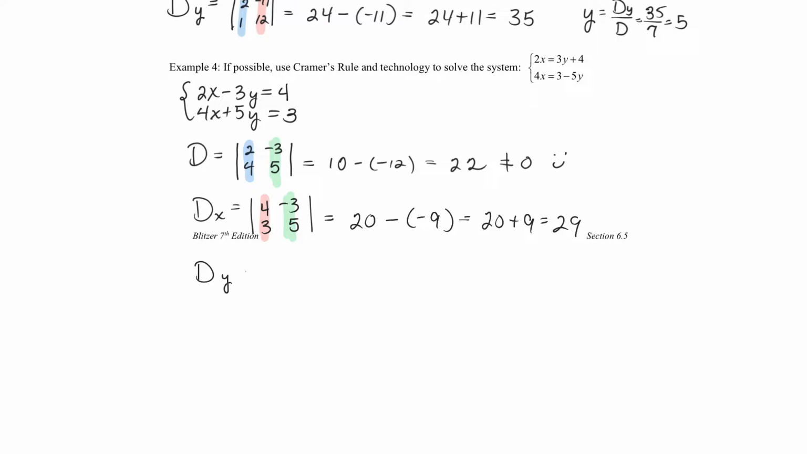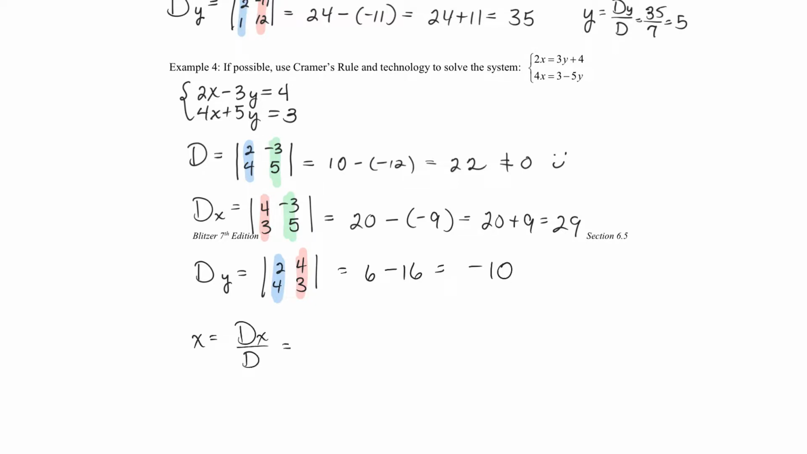And then I'm going to find the numerator for the fraction that's going to solve for y for me. And this time I'm going to replace the coefficients of y with my constants and leave the coefficients of x alone. So that's going to be 2, 4, and 4, 3. And I'm going to get 2 times 3 is 6, minus 4 times 4 is 16, negative 10.